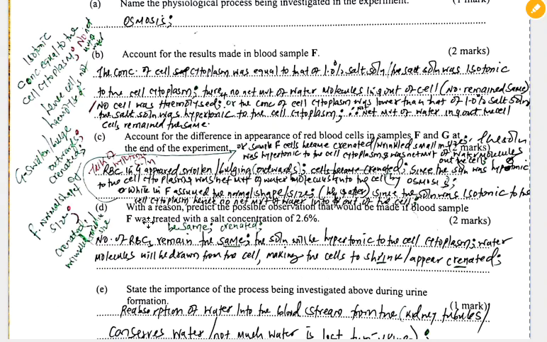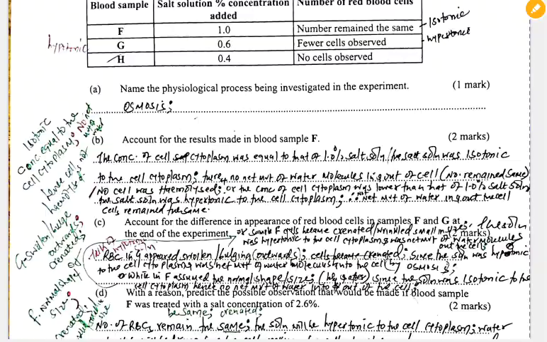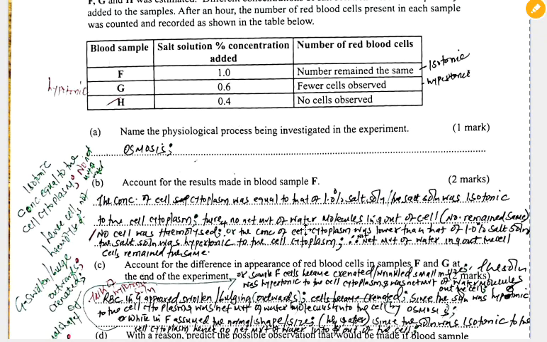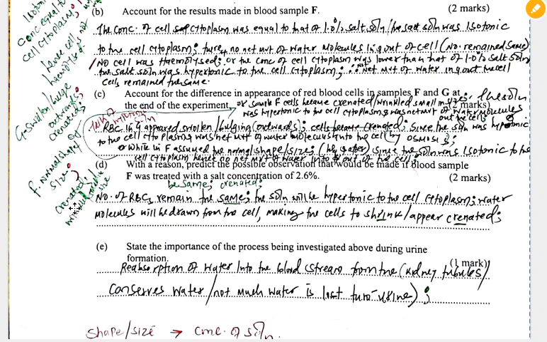Part D, with the reason, predict the possible observation that will be made if blood sample F was treated with a salt solution of 2.6%. This is F. The number of red blood cells will remain the same. The solution will be hypertonic to the cell cytoplasm. Then water molecules will be drawn from the cell, making the cells shrink or appear crenated.